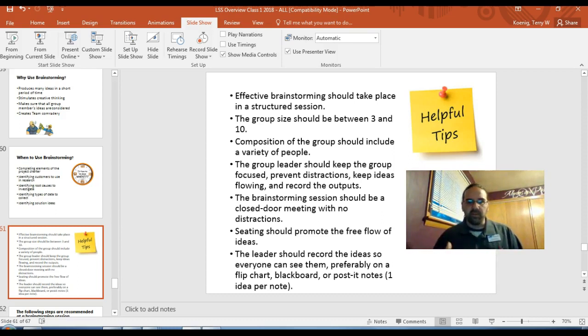Seating should promote the free flow of ideas. Don't do rows where someone's looking at the back of somebody's head. Usually the pit idea where it's a square, everybody's looking at each other. So you can see everybody. And have the leader record ideas so everybody can see them. Large whiteboard, flipboard, chalkboard, whatever works.